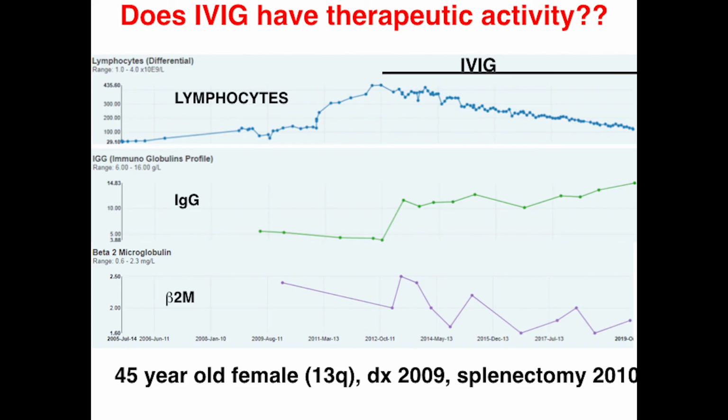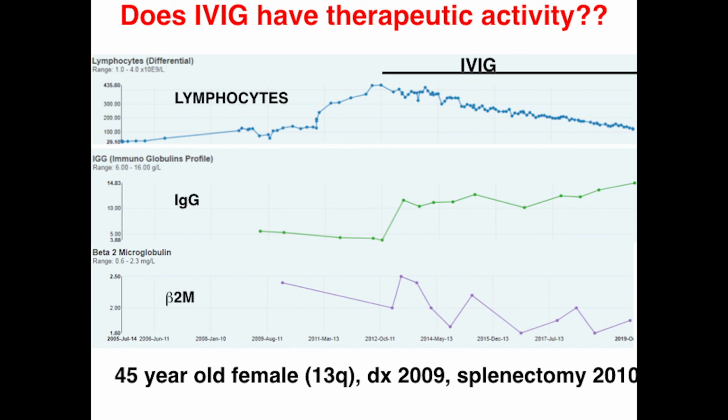So this is a patient, a young woman, diagnosed. Her white count was 29 in 2005. Over the next 5 years, her white count actually increased to 450. And as you can see, her IgG fell at that time; normal is 6 to 16. Hers is 3.88, and she's having multiple infections.